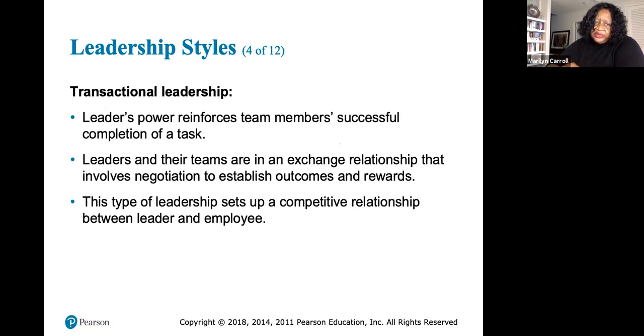And then we have transactional leadership. These leaders power and force team members' successful completion of tasks, and leaders and their teams are in an exchange relationship that involves negotiation to establish outcomes and rewards. And this type of leadership sets up a competitive relationship between the leader and employee, the transactional leader. And I think we'll find that many organizations have this transactional leadership happening, and we see a lot of competition between the relationship with the leader and the employee. And that can cause a lot of problems.